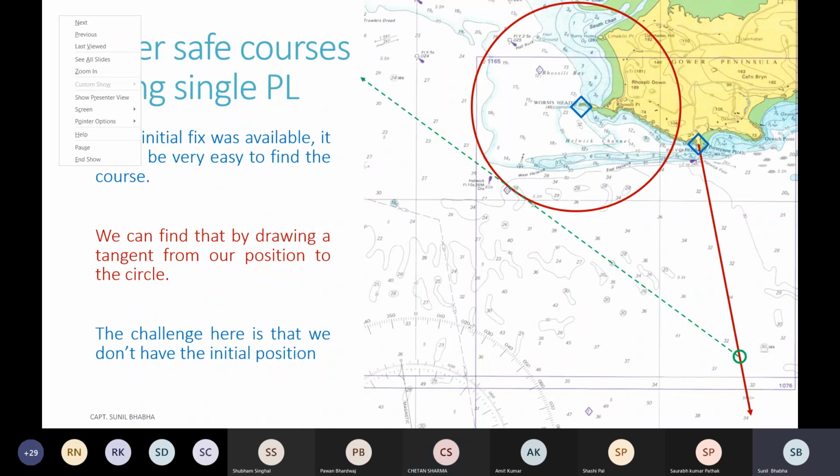Okay. No problem, beta. Sometimes it is picked up in second mate, sometimes not. So it's perfectly all right. So Chetan is thinking on the right lines. Anyone else, beta? Anything coming to mind? How can we find safe courses?